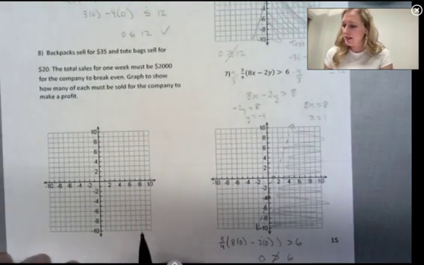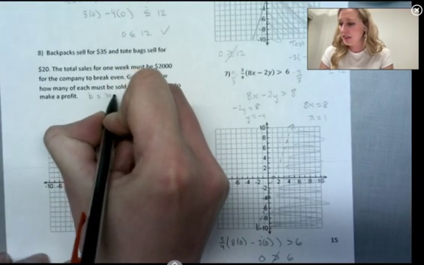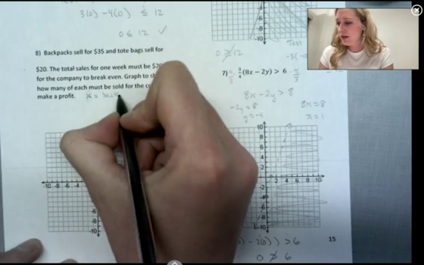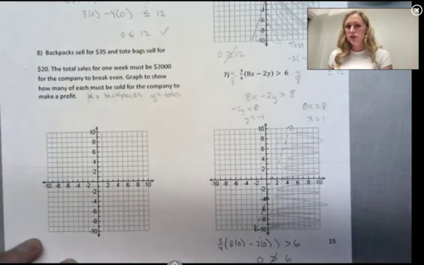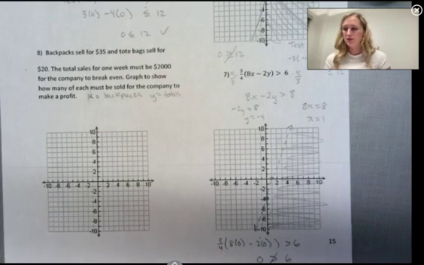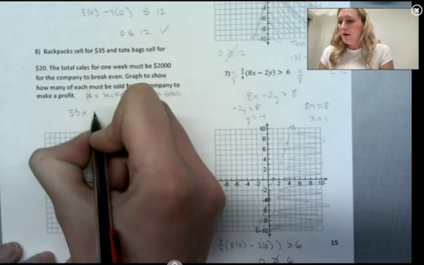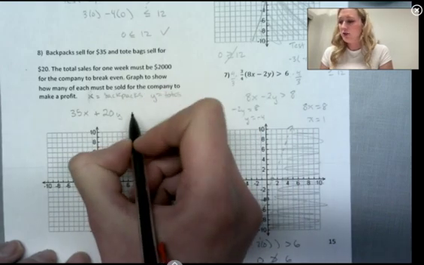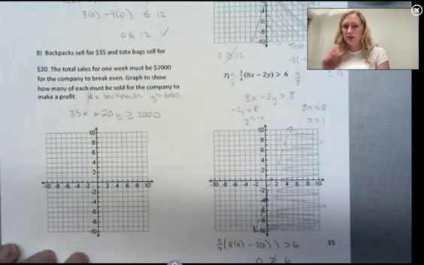So I'm gonna, let's see, I'm gonna do B for backpacks. I'm identifying, let's do X and Y because we're graphing. So I'm gonna do X for backpacks and Y for totes. Okay, so my equation, obviously the company's happy the more money they make, so the minimum is $2,000. So we are selling $35 per backpack, so 35X, plus the $20 per tote bag, and we want it to be at least 2,000. So we want it to be greater than or equal to 2,000. Okay, so there's my inequality.